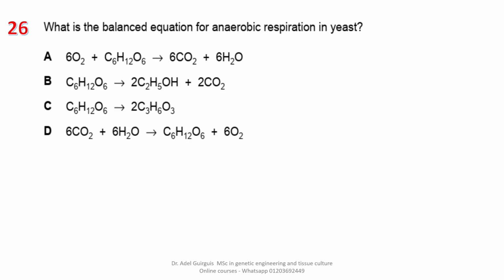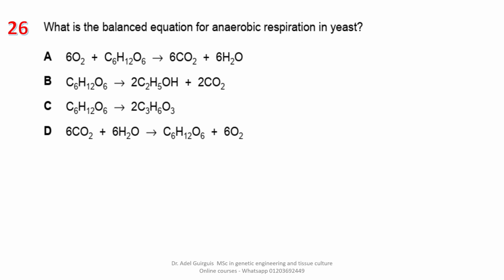26. What is the balanced equation for anaerobic respiration in yeast? 6O2 plus C6H12O6 reacts to give 6CO2 plus 6H2O. This equation is balanced, but it represents aerobic respiration in living organisms. So letter A is wrong.